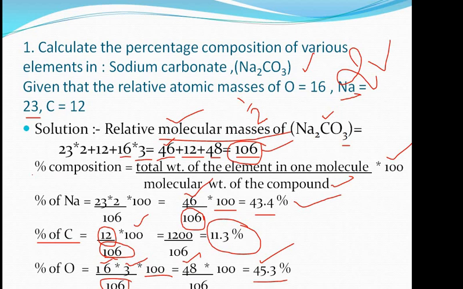Next, you need to write the formula, that is, the formula for the percentage composition is the total weight of the element in one molecule divided by the molecular weight of the compound. So this formula written is of 1 mark.